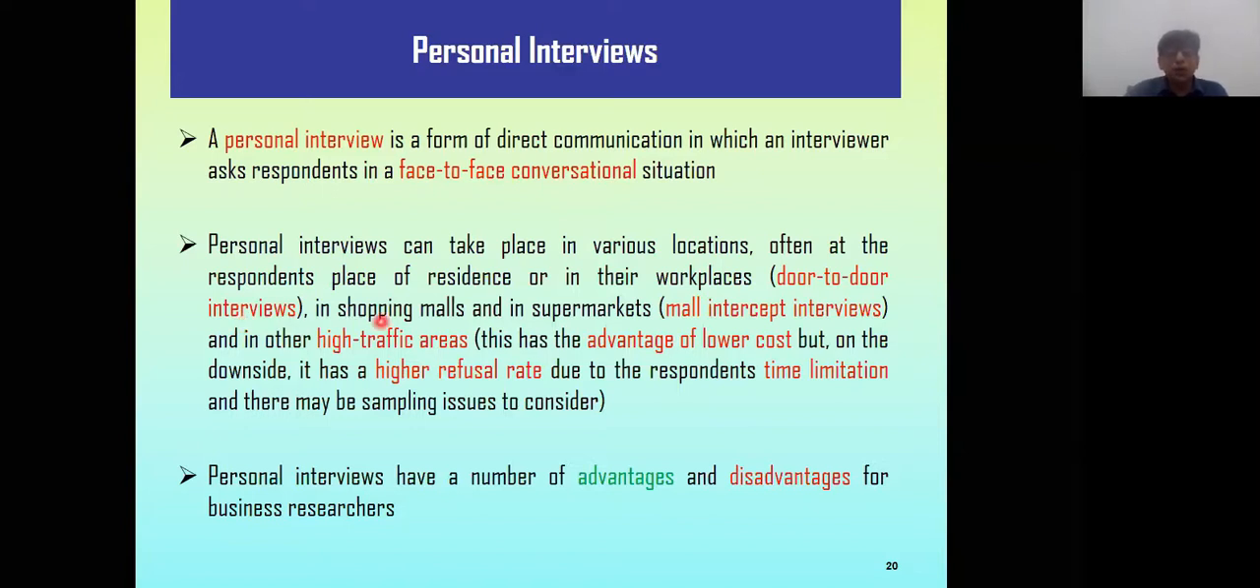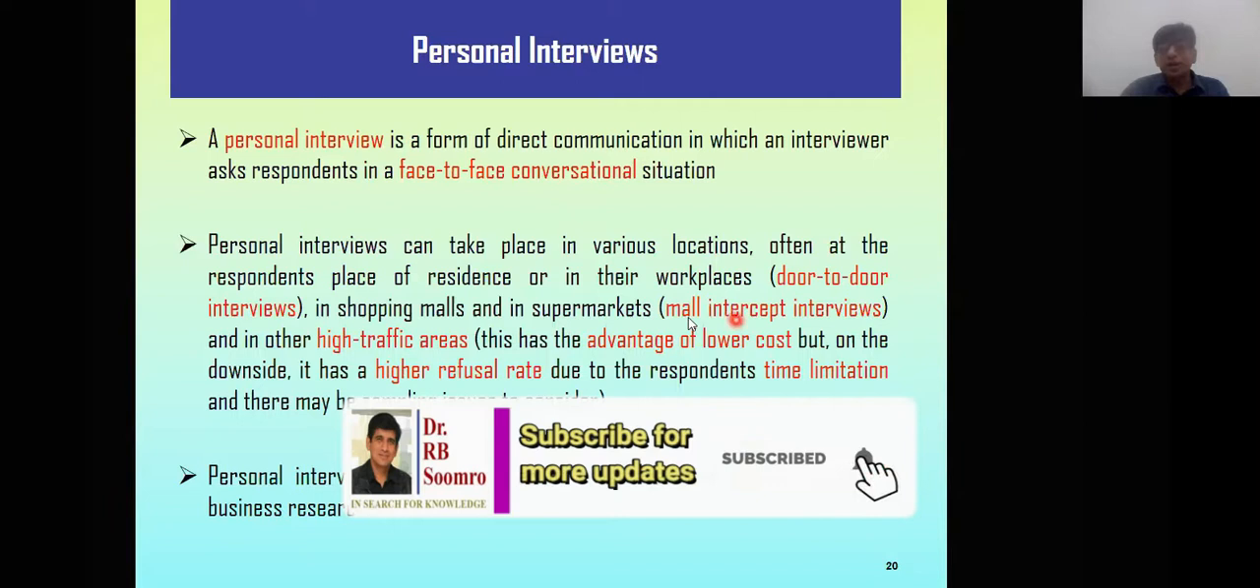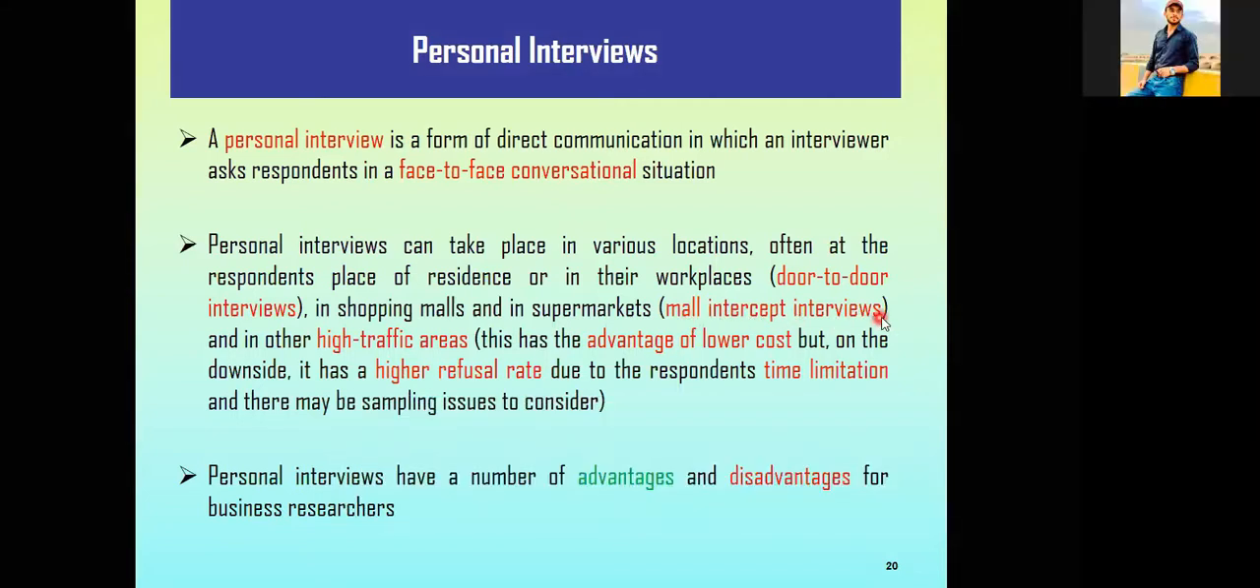Another location is the shopping mall and the supermarket. This is another good place where hundreds of customers, respondents, are available, and you can conduct interviews. It is called a mall intercept interview. In the shopping mall, you find different people there. You may intercept one person and ask, would you like to give me an interview for 5 minutes? If that person agrees with you, then you can conduct his interview.